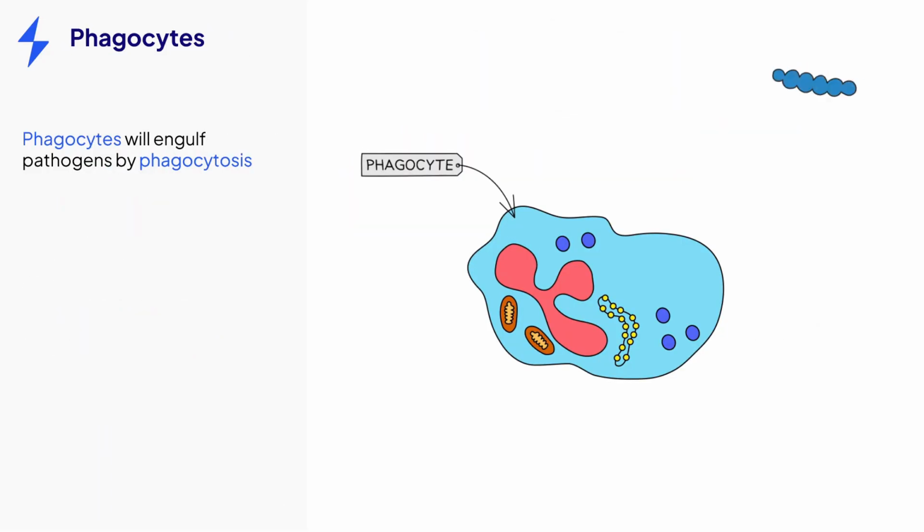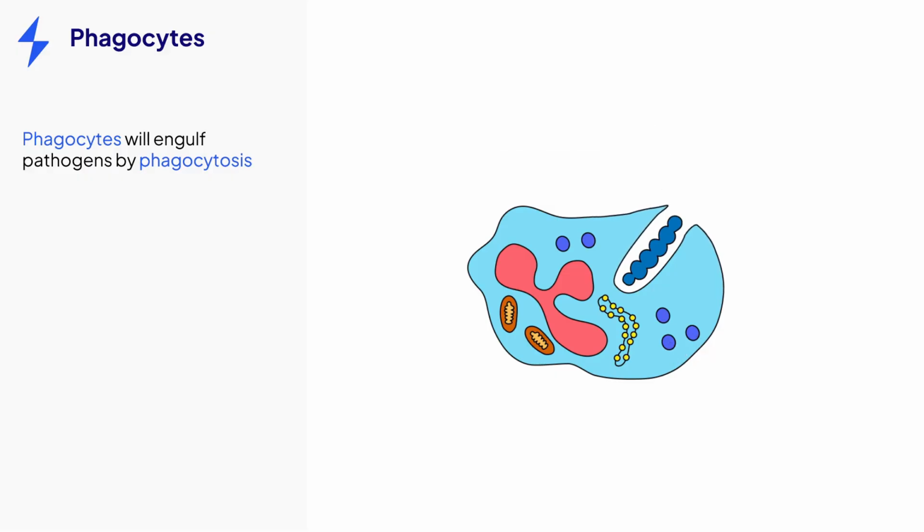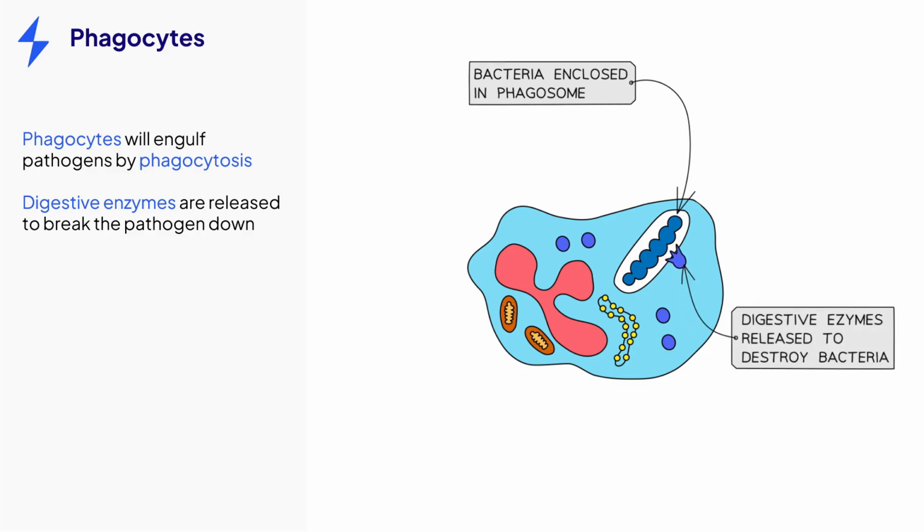Special white blood cells known as phagocytes are responsible for the process of phagocytosis, during which pathogens are engulfed and destroyed. The pathogen is first surrounded by the phagocyte as it moves to fully engulf the pathogen. Next, digestive enzymes are released that will break the pathogen down and destroy it, removing any harm to our bodies.